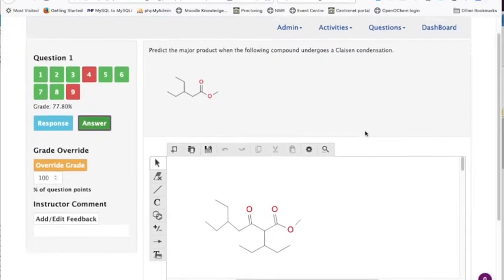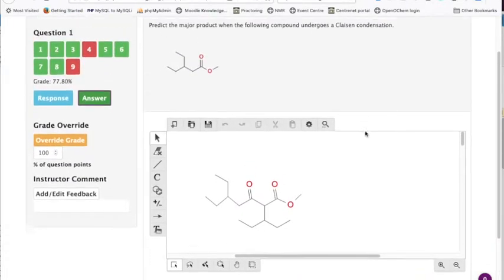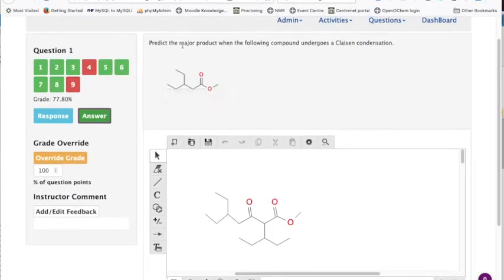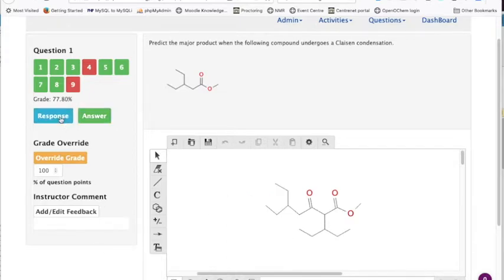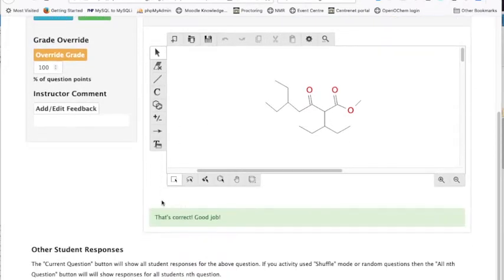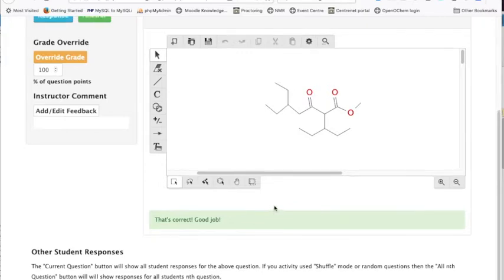It will go through the questions one at a time and show you what the question was and what my answer was. You can click this box to see my response and click this box to see the correct answer to the question. If the computer didn't give the person credit for it and you want to give them credit, you can click this button to override the grade. You can also add additional instructor feedback at this point. But as you see, there is some feedback that's built into the system.